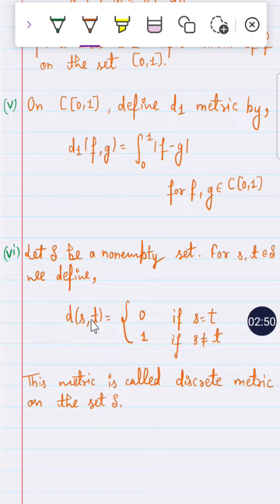In the discrete metric space, if two elements are equal, then the distance function is 0, and if they are not equal, then it is 1. So this space is called the discrete metric space.